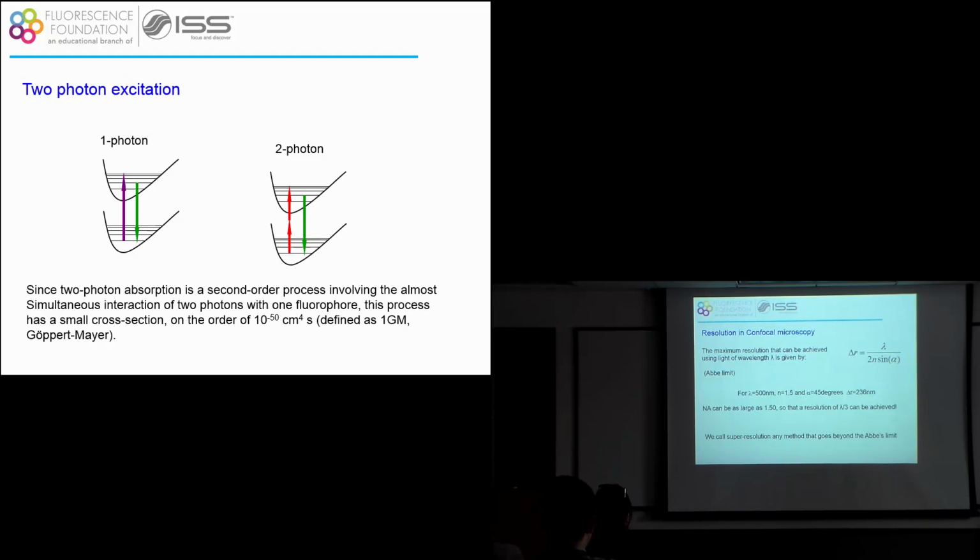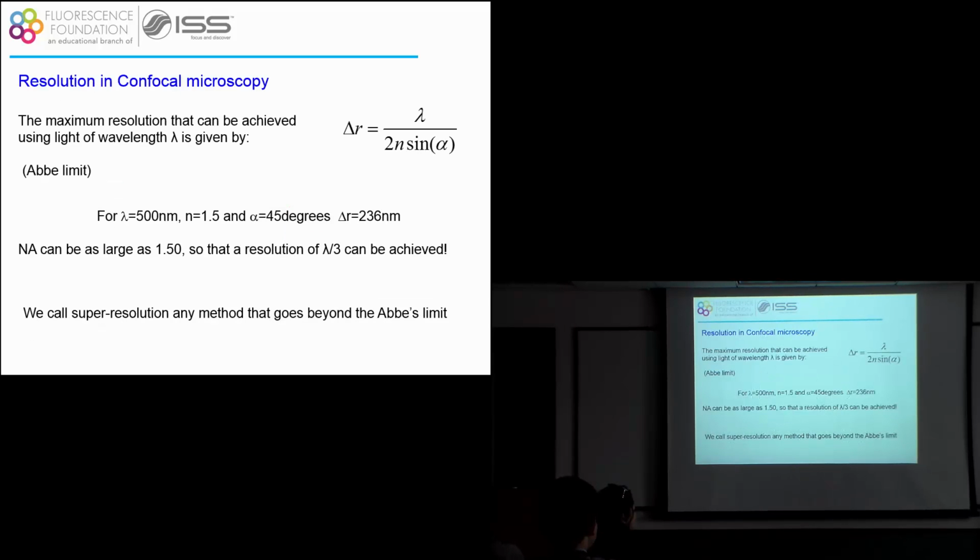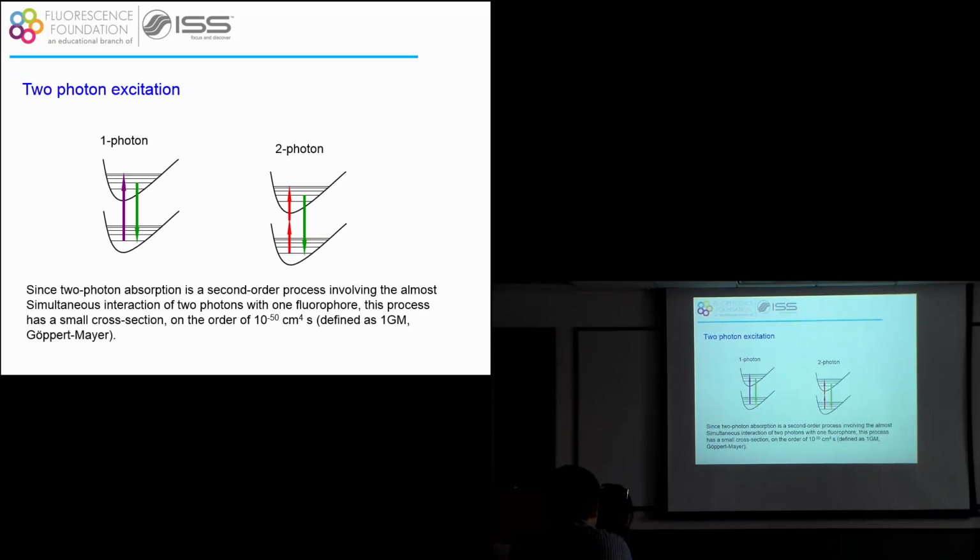And this resolution is there in normal microscopy, like confocal? Yeah, it's a confocal microscope. So as I mentioned earlier, we call it super resolution every method that goes below this type of resolution, or what is called the Abbe limit.